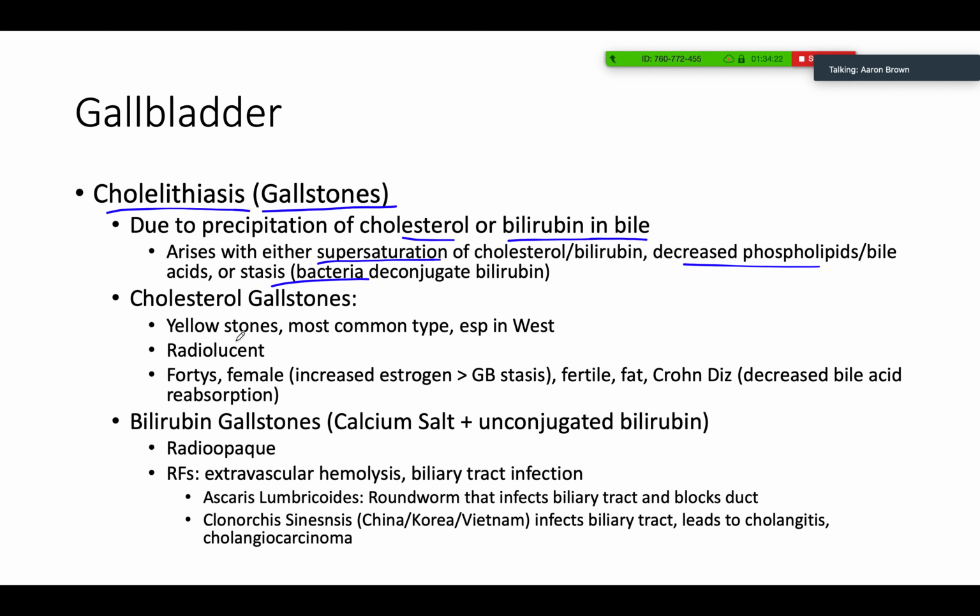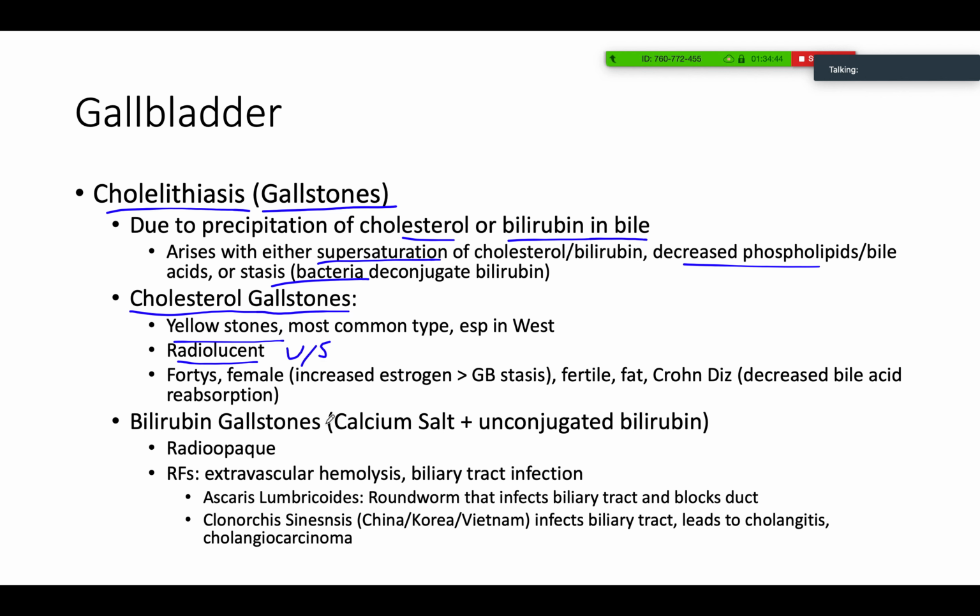So what are the different types of stones? The most important one is our cholesterol gallstone. This is our most common, especially here in the West. A lot of fatty foods lead to high cholesterol. These yellow stones are radiolucent, meaning you cannot see them on X-ray or CT scan. You need an ultrasound to be able to see the stones.